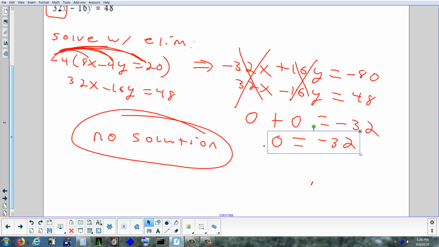If you ended up with something like this, 5 is the same as 5, that's true. We're going to do one of those next. What happens if it was negative 5? 5 is not equal to negative 5. So if you get a number on the left and right that are different, no solution. If you get a number on the left and right that are the same, you're going to see what happens right now.